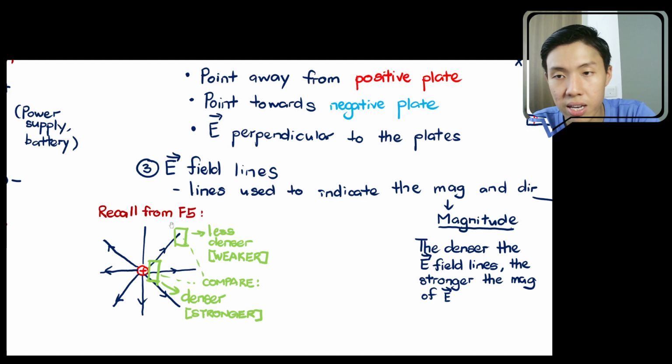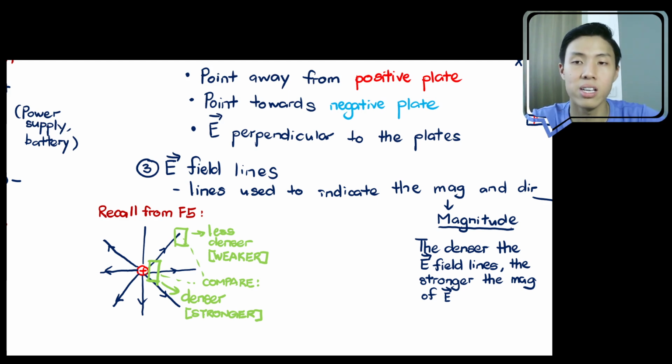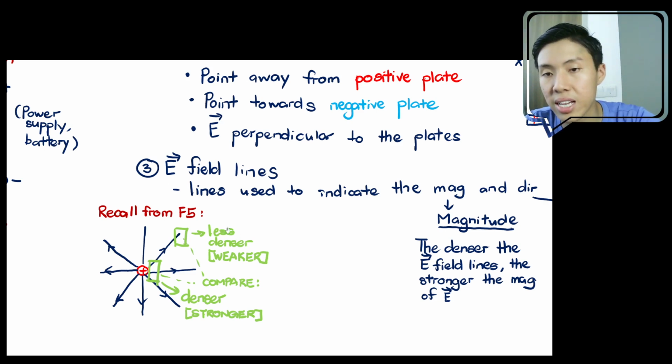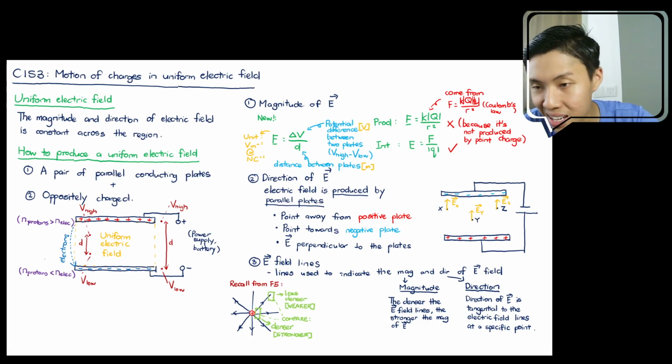Okay. On the other hand, in this place over here, you can see that the electric field lines are further apart from each other. They are more loosely packed. So in this case, you can say this one is less dense. Because it's less dense, the electric field over here will be weaker.